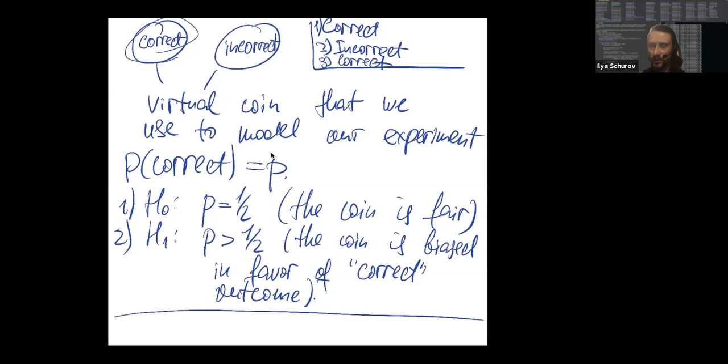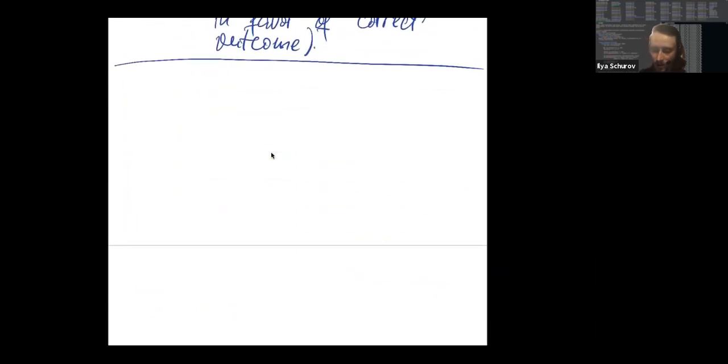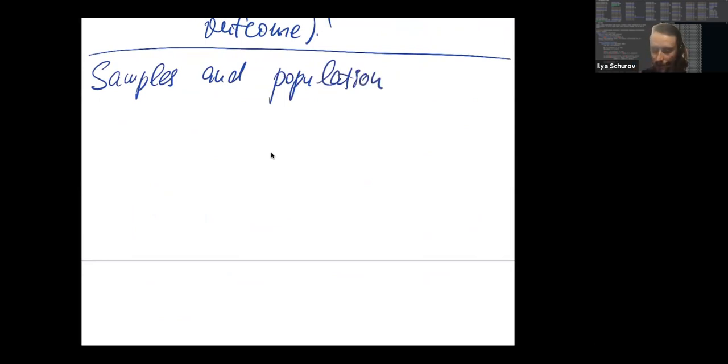Now I want to discuss a different but also rather simple model, and a bit more universal model, that we will use to think about different probabilistic processes. Let us talk about samples and populations. Let me consider the following experiment, the following study.